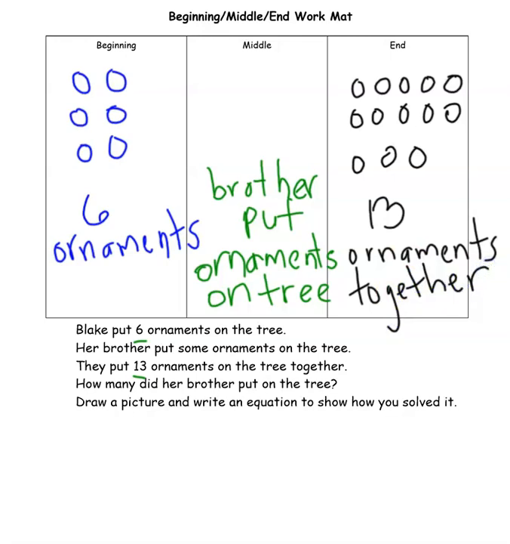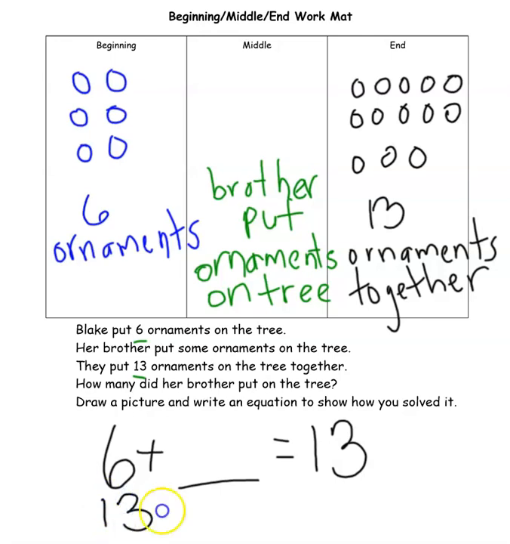Okay, so we know if we started out with 6 and we added the ones that the brother put on, we know that we're going to have 13. What's another way that we could write an equation? We know if we have 13 and we take away 6 that Blake put on in the beginning, that we're going to know how many that the brother put on the tree.